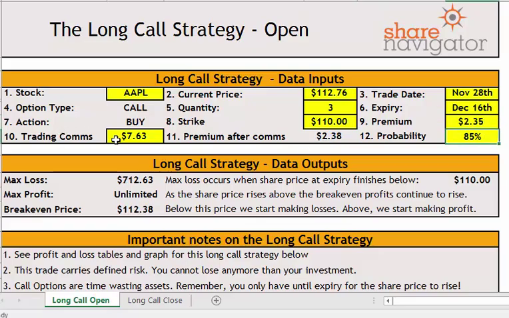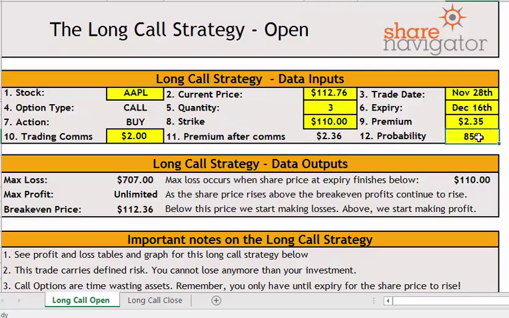So the next thing we come along to is our trading commission. If you haven't placed this trade already, you're going to have to guess at your trading commissions. But if you're using Interactive Brokers, for something like a 3 contract trade, you're talking about $2. So we'll put that in there. And what's happening here is the system is automatically calculating what your premium or your cost is per share, including your trading commission. So even though we paid a premium here of 2.35, when you add in your trading commissions on top, it actually moves up to 2.36.